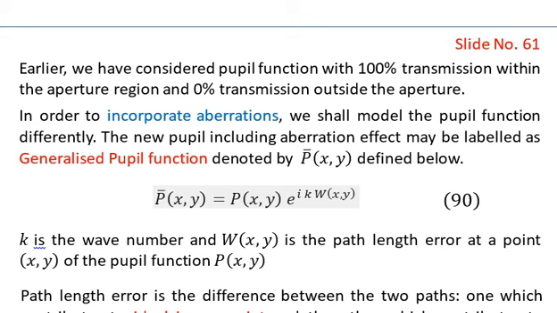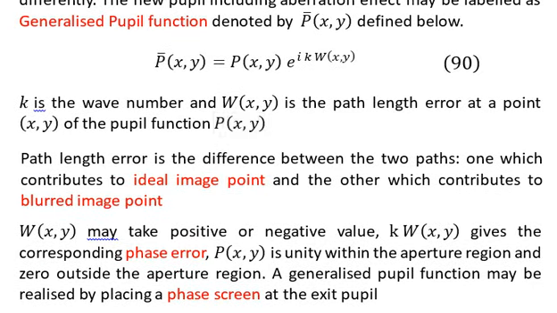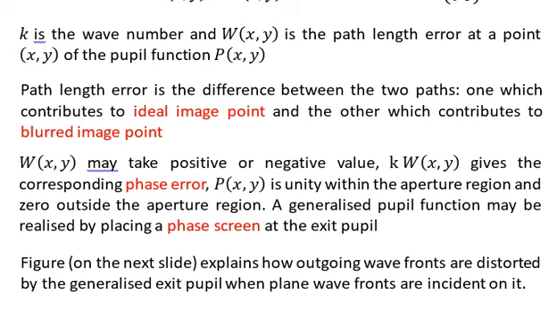Here P without bar, on the right hand side, is the pupil function without aberration. And we have multiplied by a phase factor that changes the phase disturbance at the pupil function, and we have labeled it as given on the left hand side, that is P bar in equation number 90. K is the wave number and capital W of xy is the path length error at a point xy of the pupil function P of xy. Path length error is the difference between two paths, one which contributes to the ideal image point and the other which contributes to the blurred image point. W of xy may take positive or negative values. K multiplied by W of xy gives the corresponding phase error. P of xy is unity within the aperture region and 0 outside the aperture region.